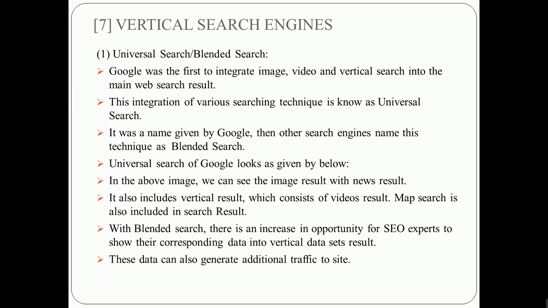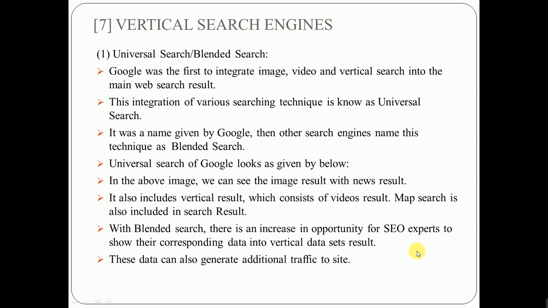It was a name given by Google, and other search engines call this technique a blended search. The name given by Google is universal search, and the name given by other search engines is blended search. Universal search of Google looks as given below. We will see an example of it later on.